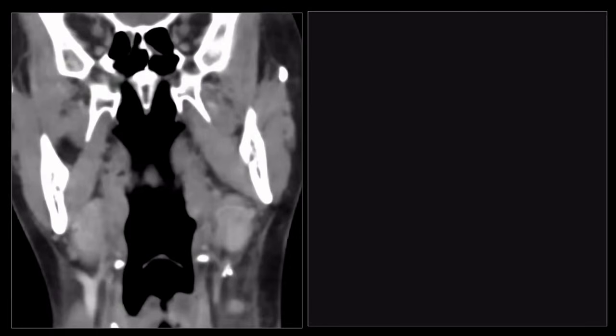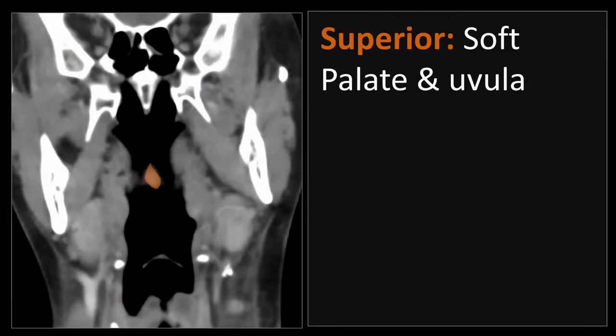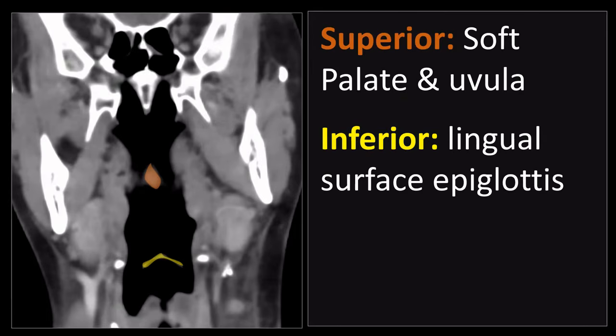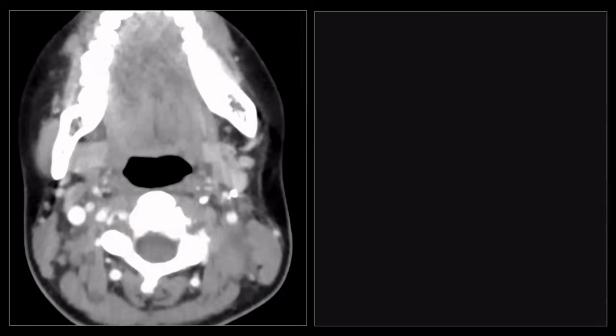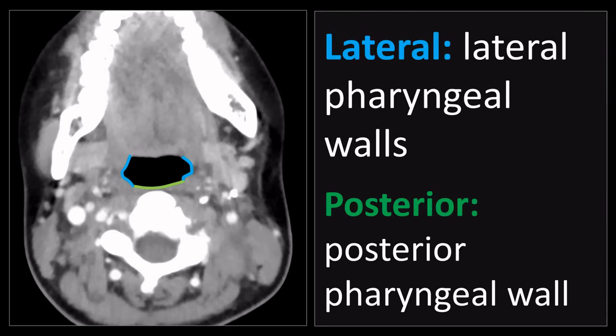On a coronal image, we can also see part of the soft palate. This is the uvula of the soft palate, and we can even see part of the epiglottis. So now we have an approximation of the superior and inferior border of the oropharynx, and these are the lateral pharyngeal walls of the oropharynx located between the soft palate and the epiglottis. Finally, let's examine the borders on a large axial image. We clearly see the lateral pharyngeal walls, and this is the posterior pharyngeal wall.